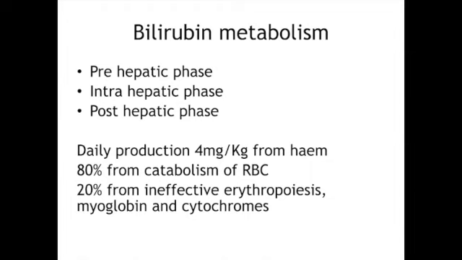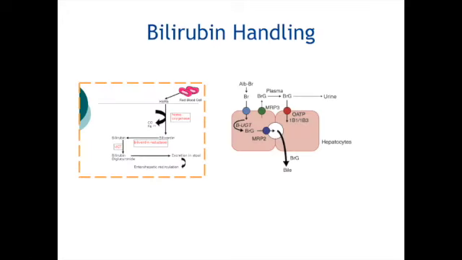When you see bilirubin metabolism, it has a pre-hepatic phase, an intrahepatic phase, and a post-hepatic phase. Production of bilirubin is around 4 milligram per kilogram per day, so only around 400 to 500 milligram is the daily production of bilirubin in the body. Around 80% results from catabolism of RBCs and 20% from other sources, including ineffective erythropoiesis, myoglobin, and cytokines.